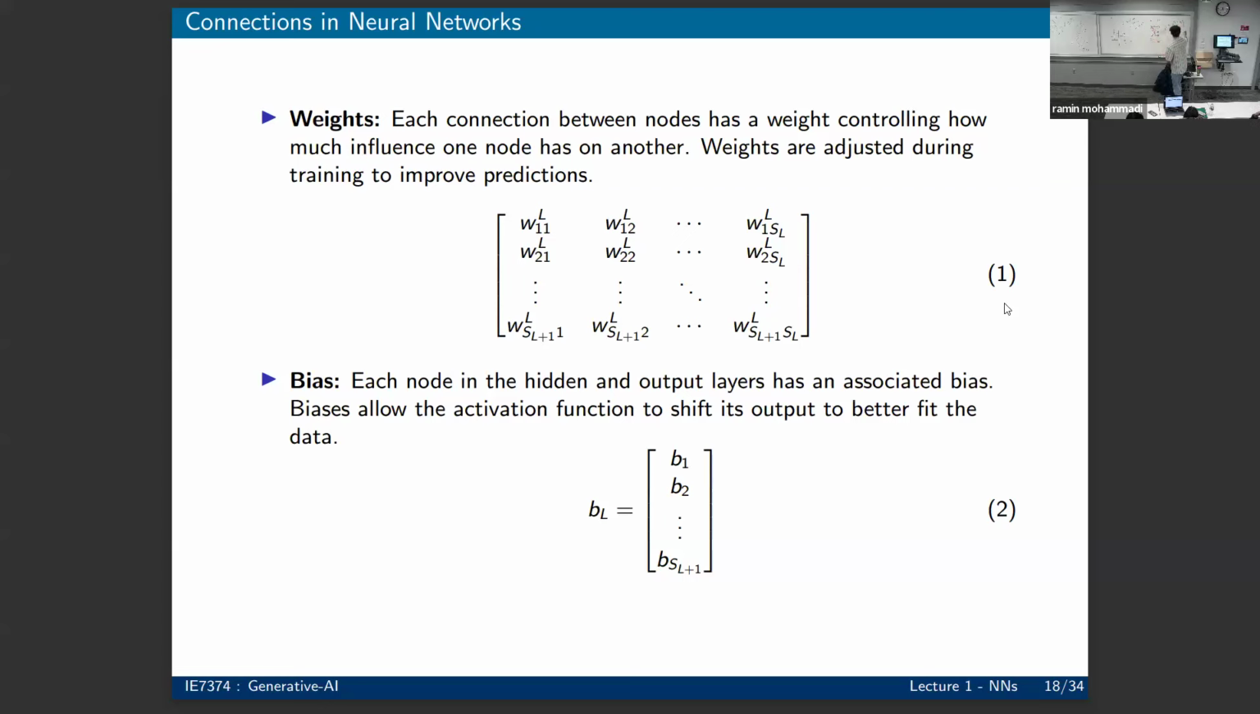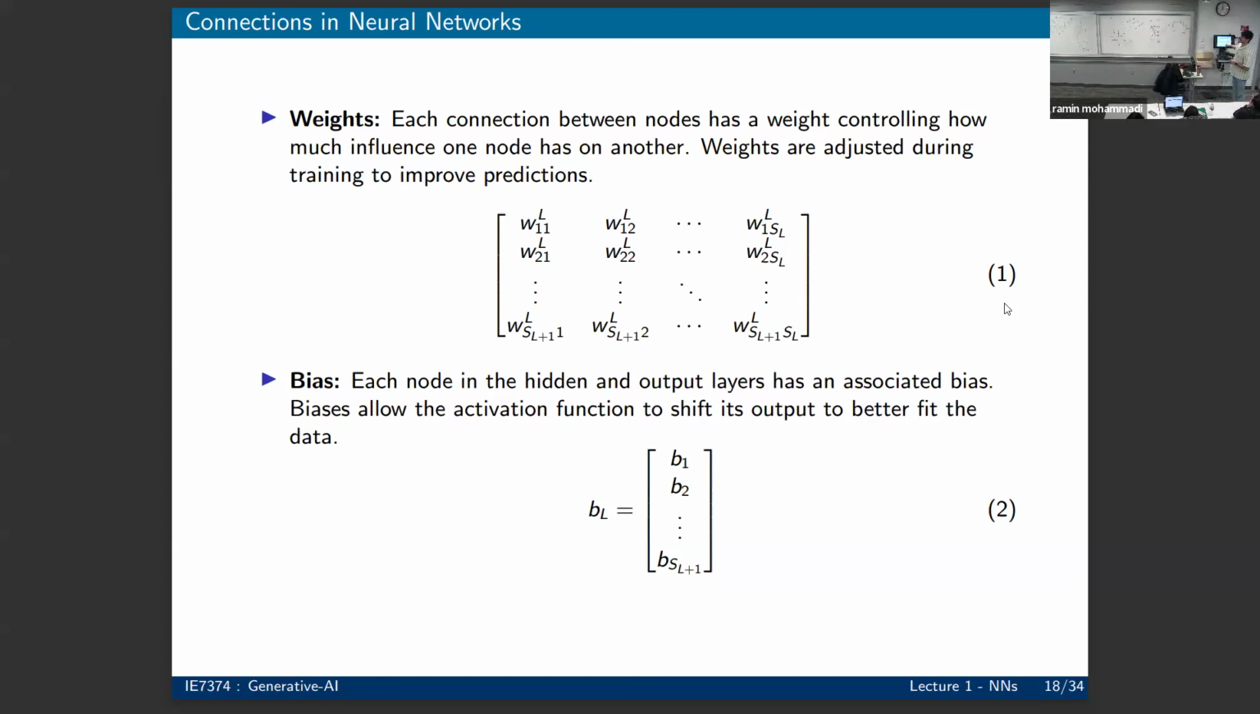So this basically becomes W of dimension SL plus 1 times SL, because SL plus 1 is the size of the next layer and SL is the size of the current layer. So the weight matrix in neural networks is kind of the reverse version: we first index the next node, the node that we're connecting to, versus the node that we are in.